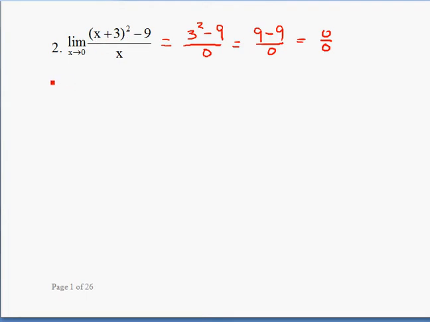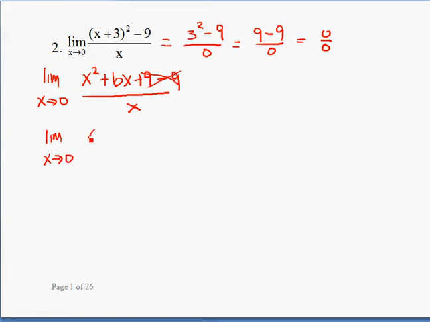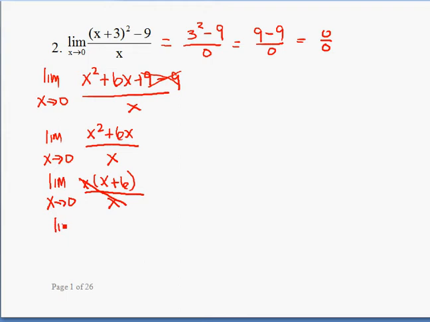So that tells me you need to do something different. In this case, I'm going to square this like I said before. So x approaches 0. This squared is just x squared plus 6x plus 9 minus 9 all over x. These two cancel out. So I'm left with x squared plus 6x all over x. I'm now going to factor this numerator here. Take out an x. Conveniently, the x in the denominator cancels. I'm just left with x plus 6. Plug in 0, I get 6.